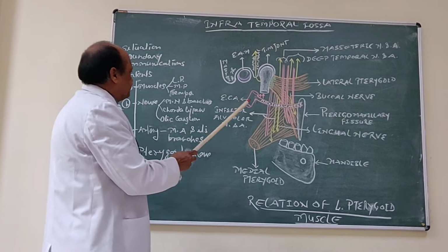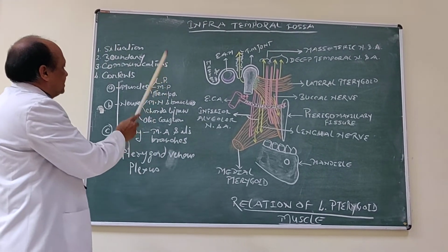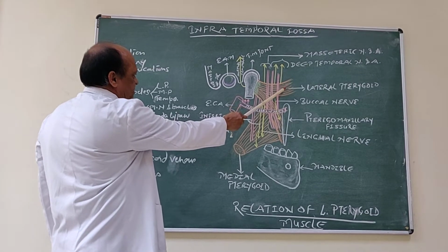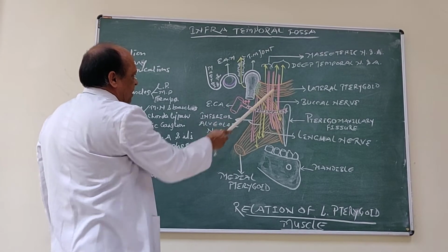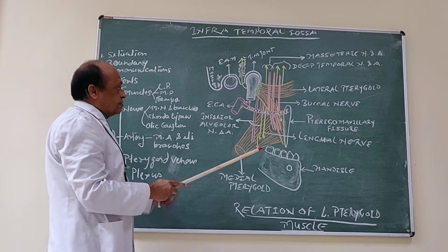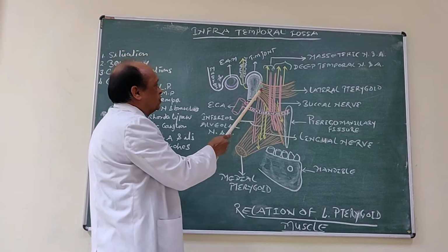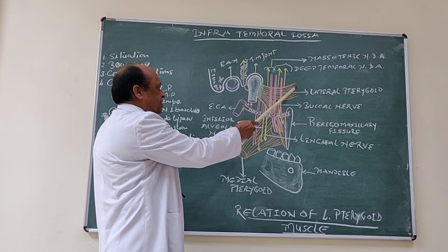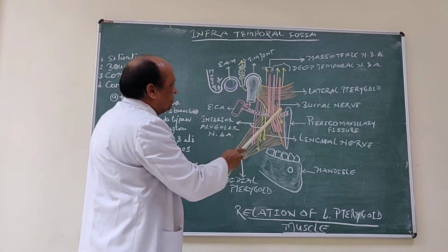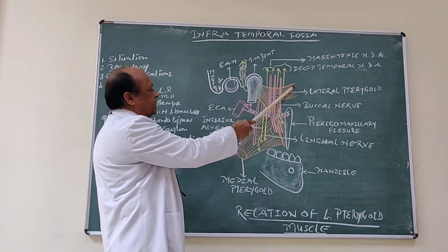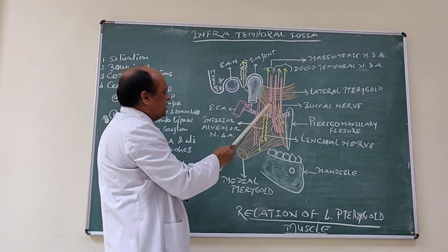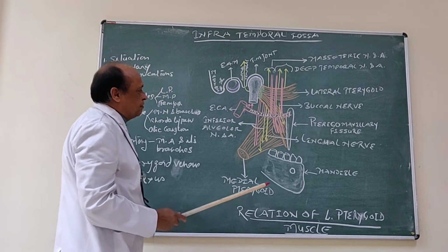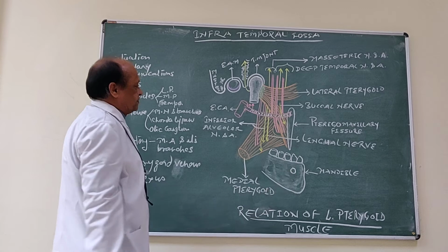Now let us see the lateral pterygoid muscle. Look at this diagram. Here is the lateral pterygoid muscle. It is a short and thick muscle, and it has two heads of origin. The upper head, look at the point here, arises from the infratemporal surface of the greater wing of sphenoid, and the lower head, here it is, arises from the lateral surface of the lateral pterygoid plate.